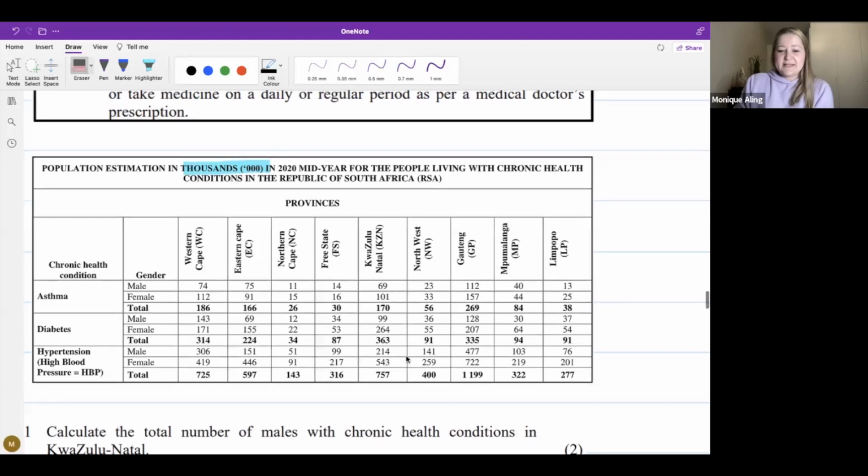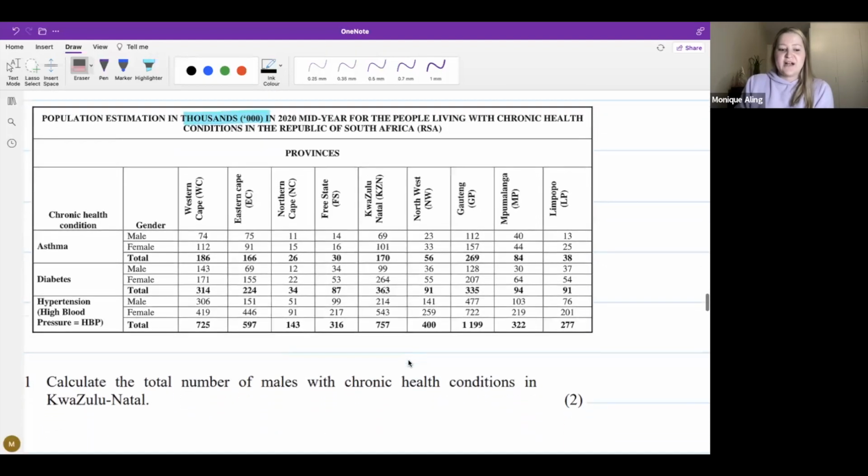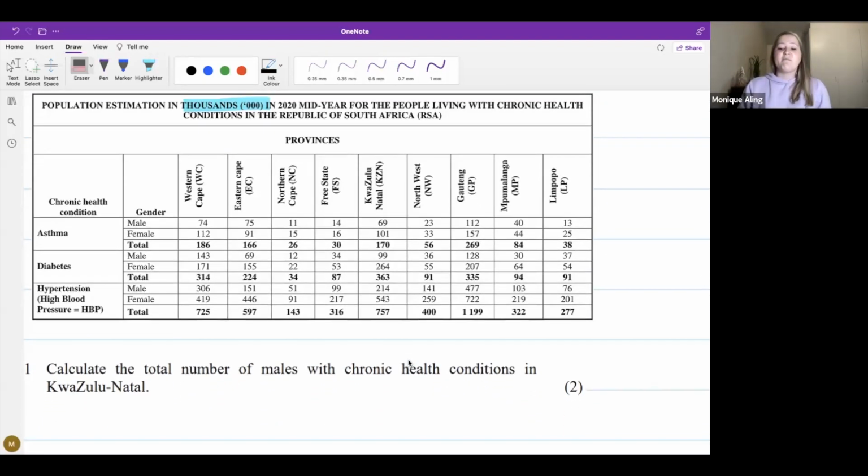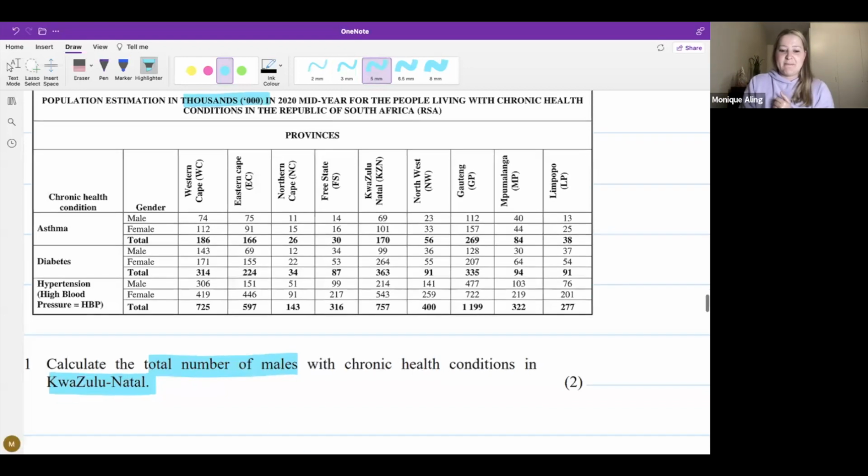Okay, so looking at the table, let's try question 1. Calculate the total number of males with chronic health conditions in KwaZulu-Natal. So again, whenever you're looking at a lot of information, highlight the important things in a question. So they want to know the total number of males in KZN. I'm going to ask you guys to quickly do that for me.